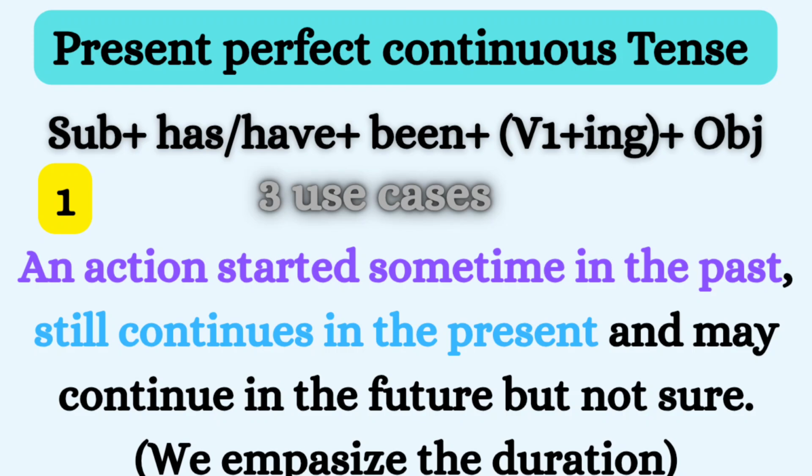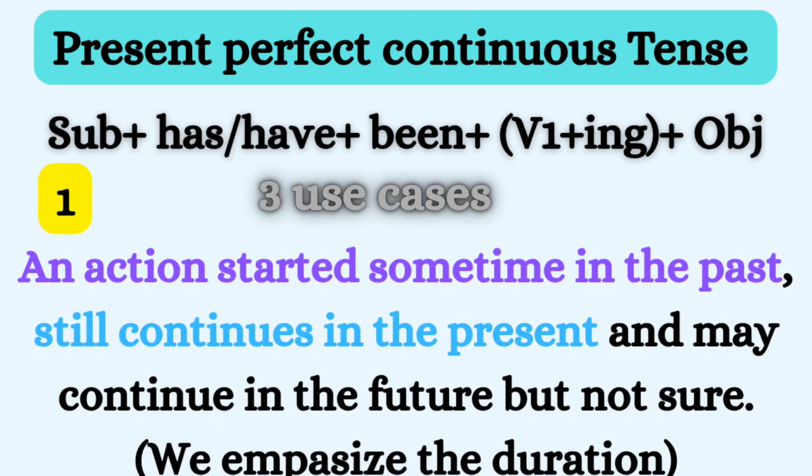Look at the structure. Subject plus has or have plus been plus base. We add the ing form to the base form of the verb, plus object. It has three use cases like present perfect tense. Now we are going to talk about only the first use case in this video.